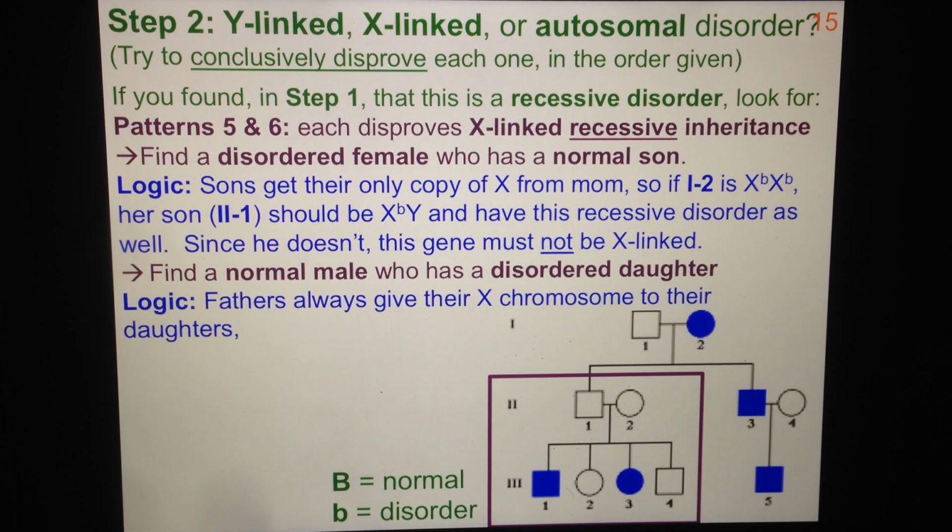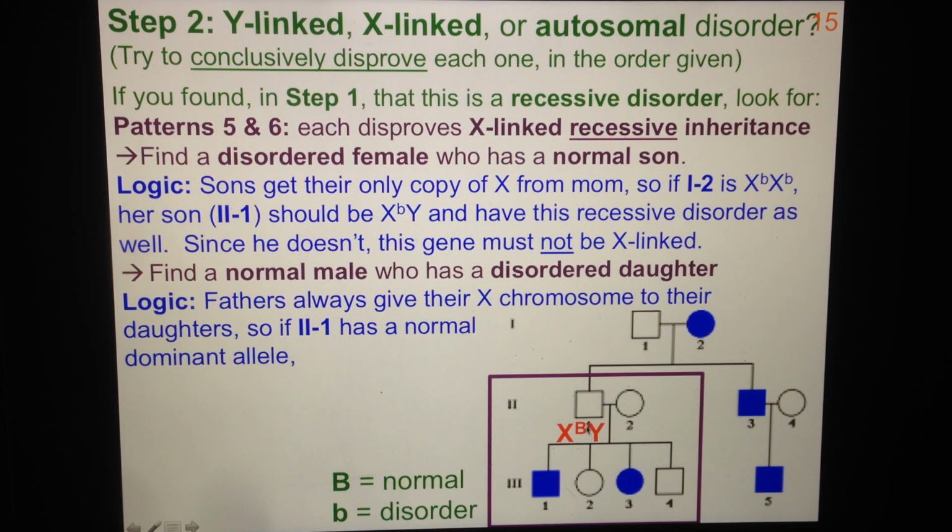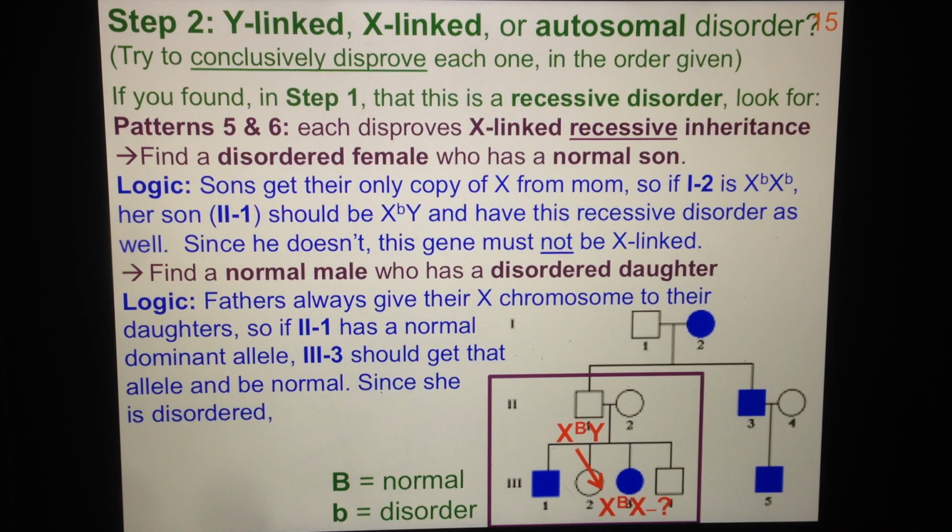Okay, so let's look at why. Fathers will give the X chromosome to the daughter and the Y chromosome to the sons. Since the father always gives the X chromosome to the daughter, and this guy's normal, that means he has a big B normal allele, so he's for sure going to give that X to all of his daughters, right? So if this daughter has a big B normal allele, a dominant normal allele, she should be normal as well, right? But she has a disorder, so that tells us something's wrong here. This pattern doesn't make any sense for X-linked, therefore this must not be an X-linked gene.